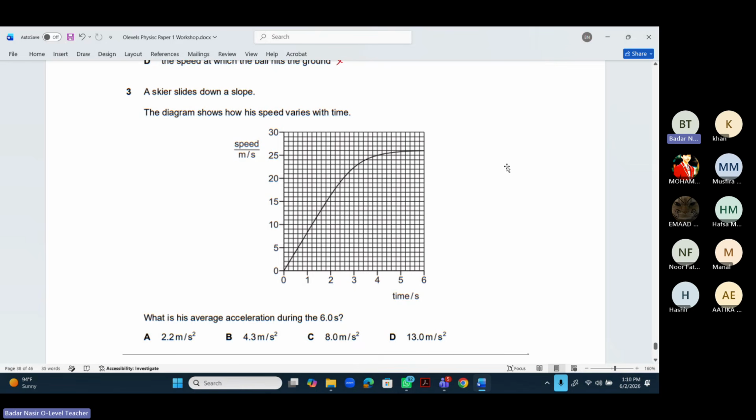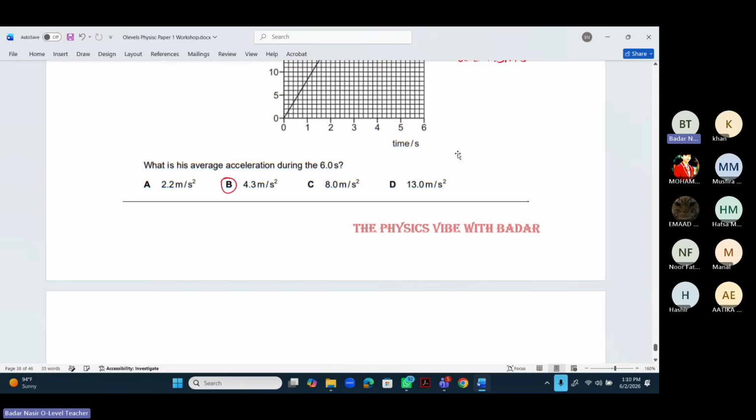So the average acceleration during the 6 seconds is final minus initial over time. Final speed is 26 minus 0, in a time of 6. So 26 over 6, we get 4.3 meters per second squared. So 4.3 meters per second squared. Average, he has said.